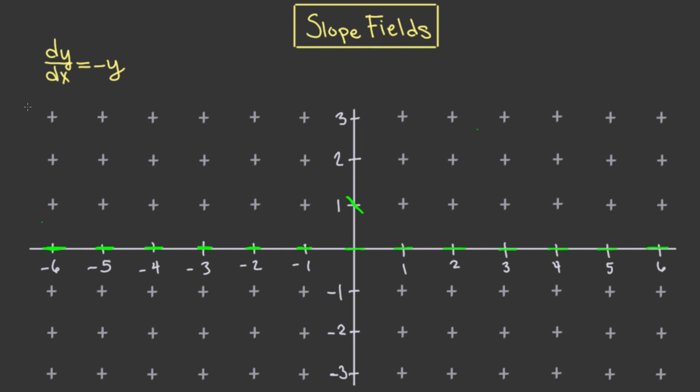We've also seen that at (0, 1), the solution curve has a slope negative 1. And this is true for all of the grid points whose y value is 1. That is (0, 1), (1, 1), (2, 1), (-1, 1), etc. So I can draw a line segment of slope negative 1 at all of these points. At the point (0, 2), the slope is negative 2. And the slope is negative 2 for all grid points with y-coordinate 2.